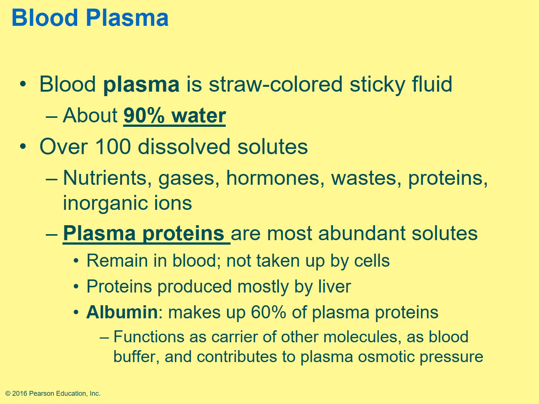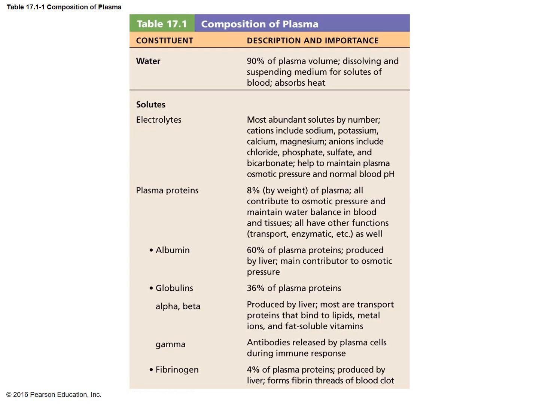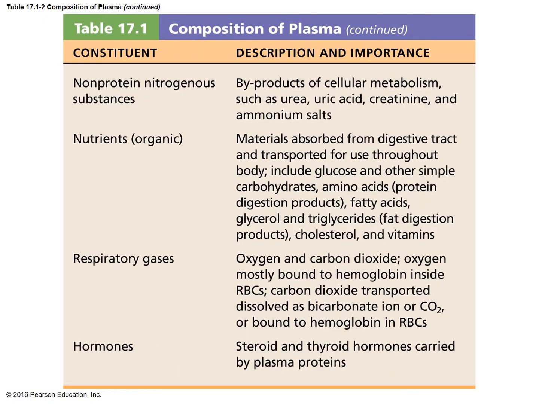Proteins are usually produced in the liver. Albumin is going to make up about 60% of the plasma proteins. It's going to help carry other molecules. It's going to play a role as a buffer, which is going to help keep that pH stable. So this table shows the composition of the plasma, what the components are, what the importance, or what the description of it is. And this is continued over here, continuing with the hormones, the gases.